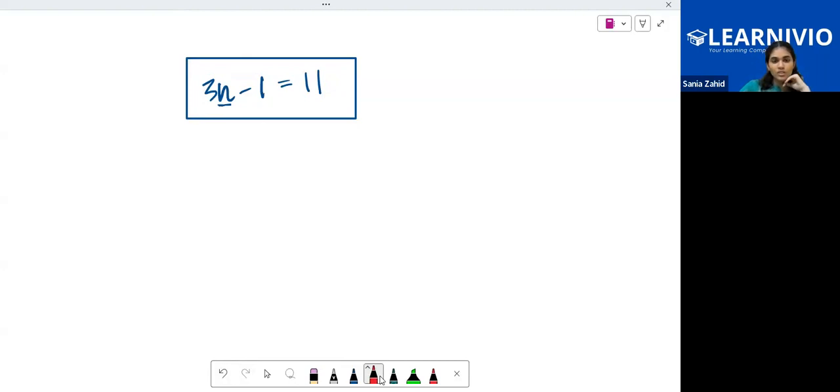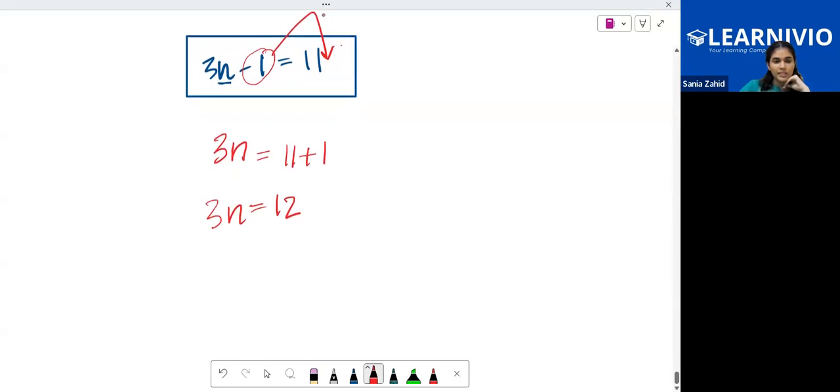First of all, you have 3 and you have 1 with n. Remove everything. First of all, remove this 1. You will remove this and bring it to the right hand side. Bring it to the right hand side, you will have 11 plus 1. So 3n will give you 12. Please pay attention. Look here, both of you. The answer is 4. Then see, why did you do plus 1?